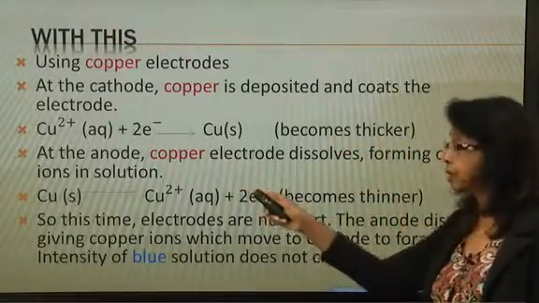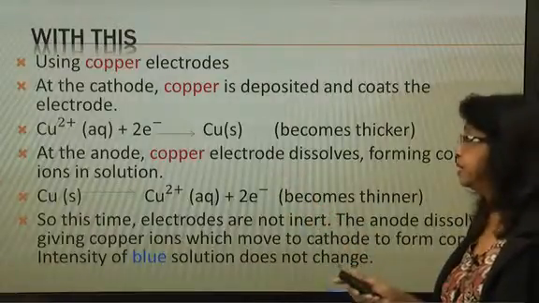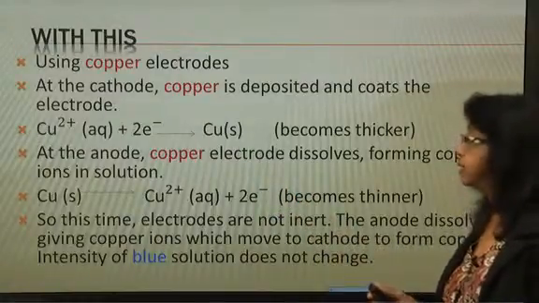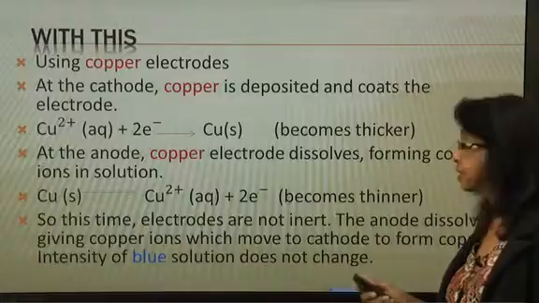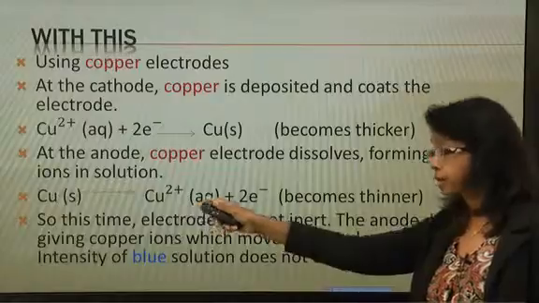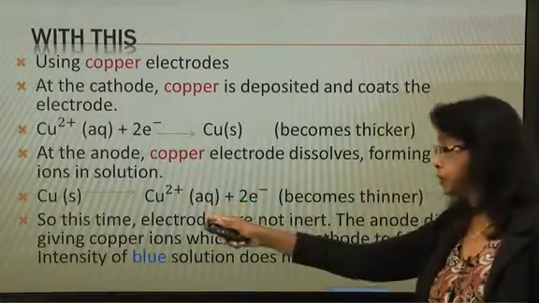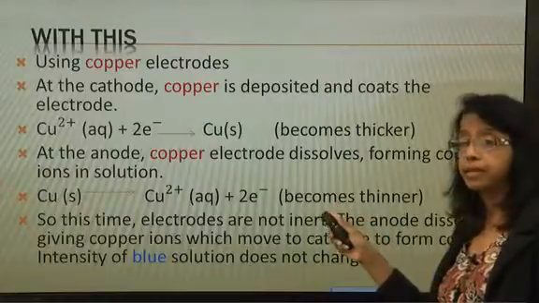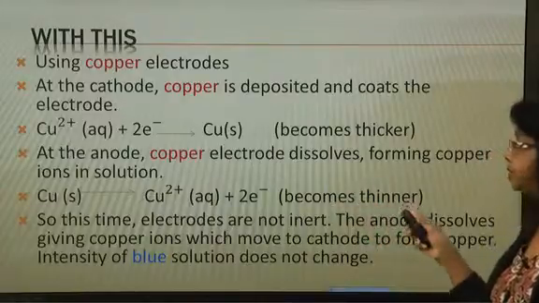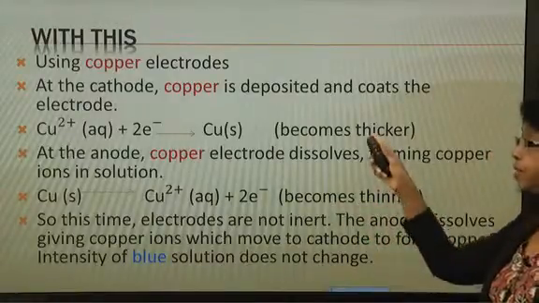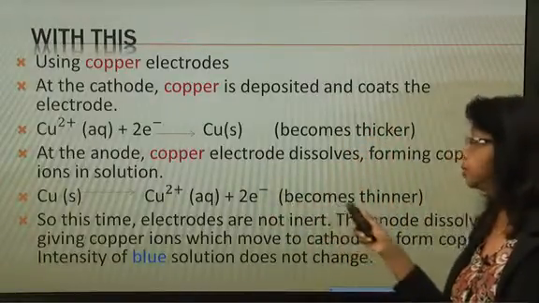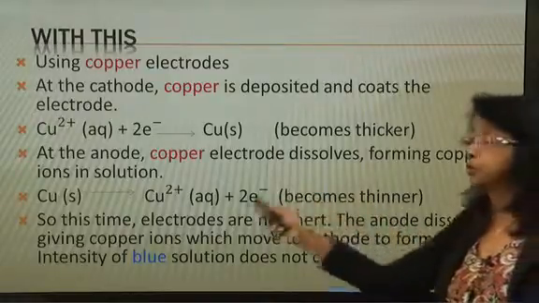At the anode, the reaction that is going to take place is entirely different. Because copper is no more an inert electrode, but is an active electrode in this case, it is going to dissociate and form ions. In other words, the copper is going to go into solution. And as a result, at the end of electrolysis, the copper electrode is going to become thinner. So at the cathode, it's going to become thicker because copper is being deposited, and at the anode, it's going to become thinner because the copper is going into solution.